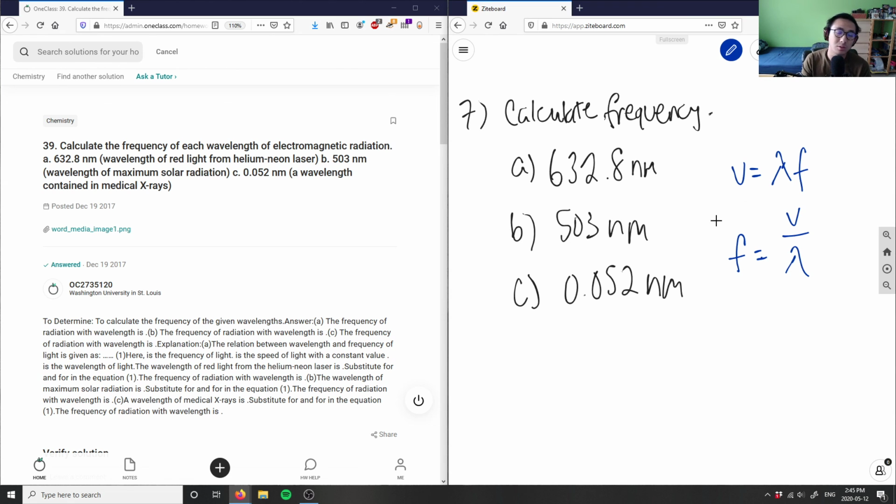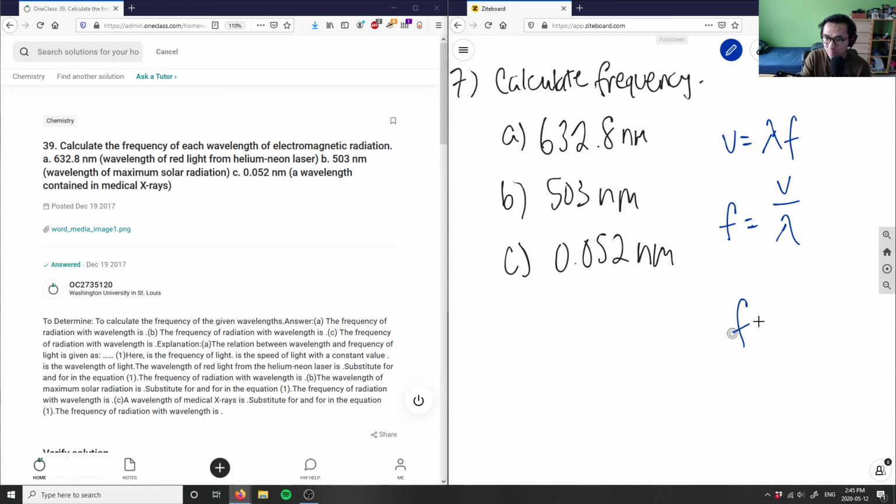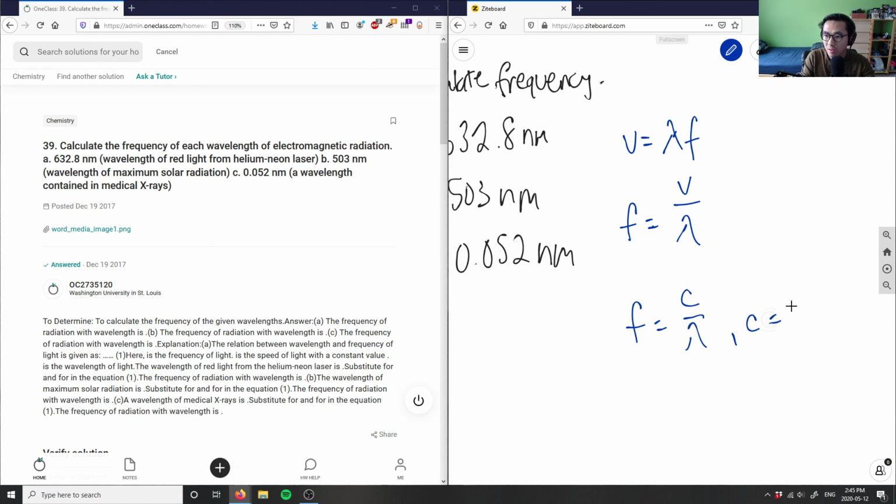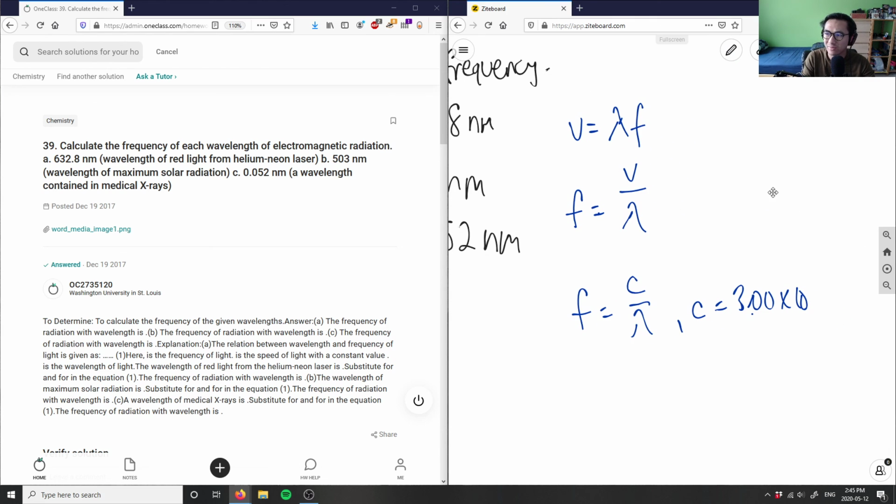All of these have the same speed, right? These are all traveling at the speed of light. So I can say that the V here is simply C over lambda, where C is equal to 3.00 times 10 to the power of 8 meters per second for the speed of light. I'm just going to double check that. And again, you should be given these types of constants on a test. So 300,000,000 is, yes, 3 times 10 to the power of 8.